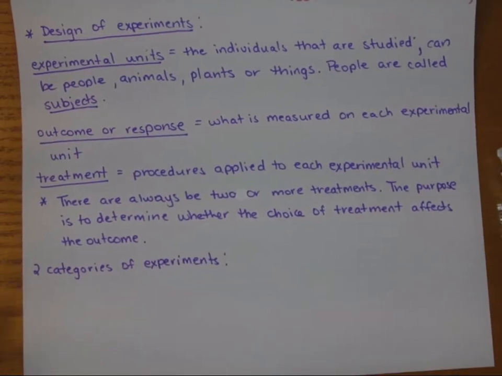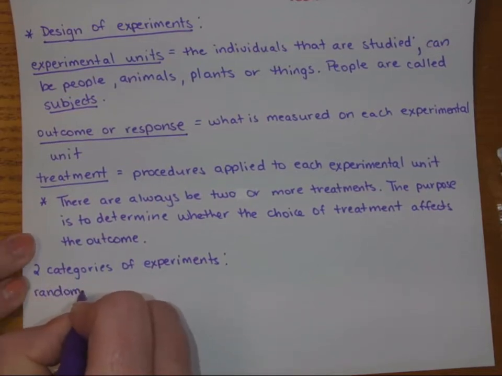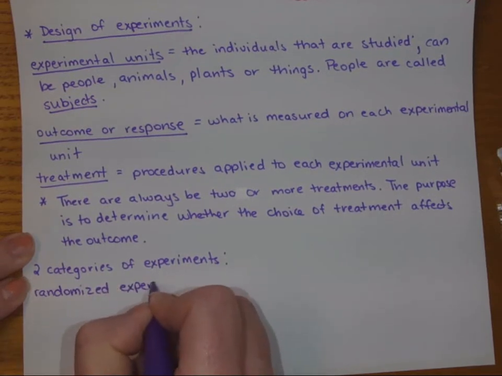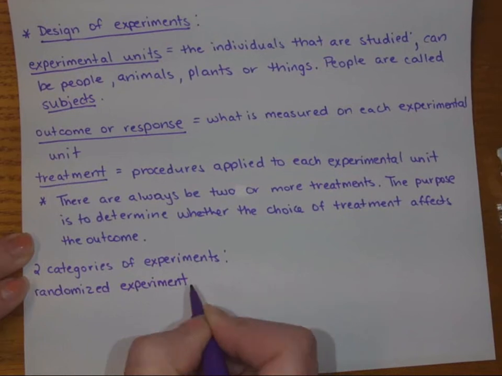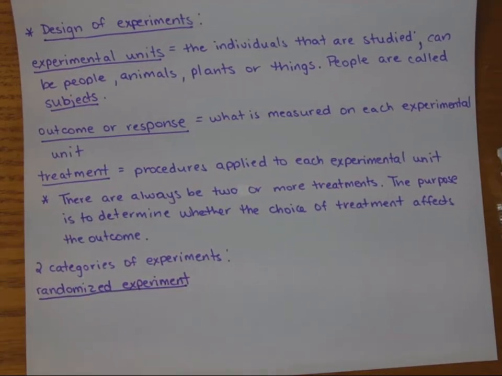So there are 2 categories of experiments. One is called a randomized experiment. Anytime you see a term with the term random in it, it means that every item is equally likely. Okay, things are left to chance, they're not being chosen.